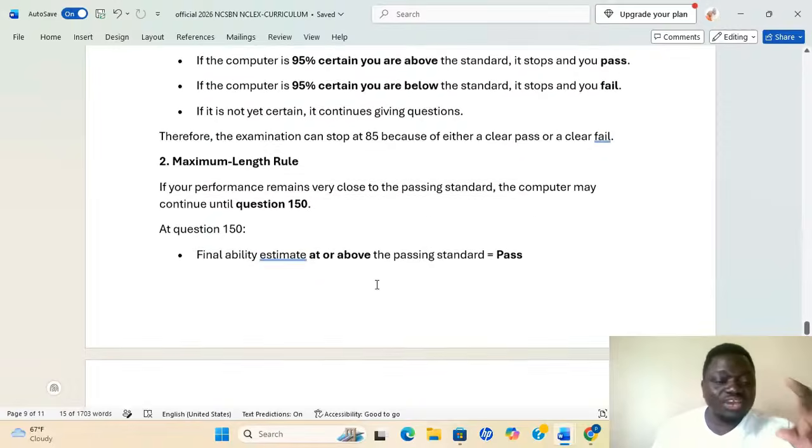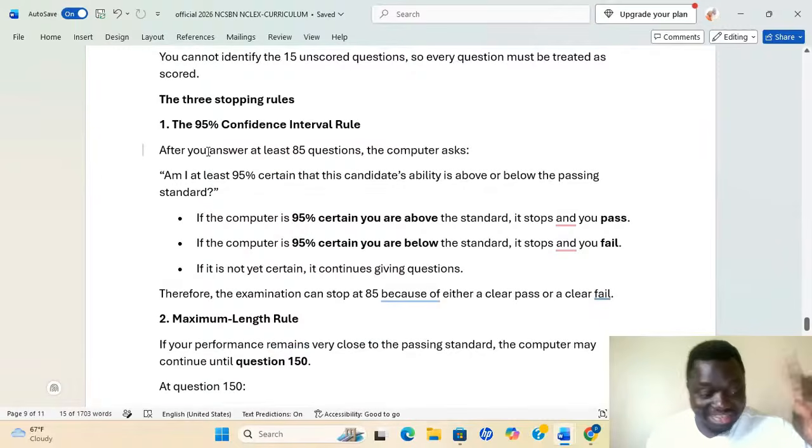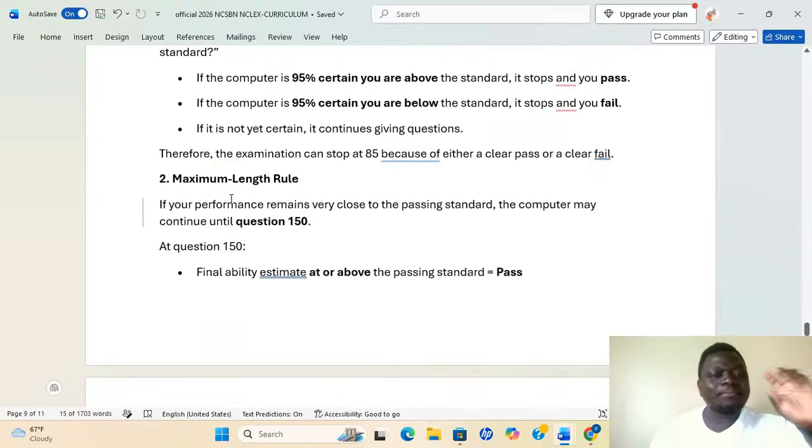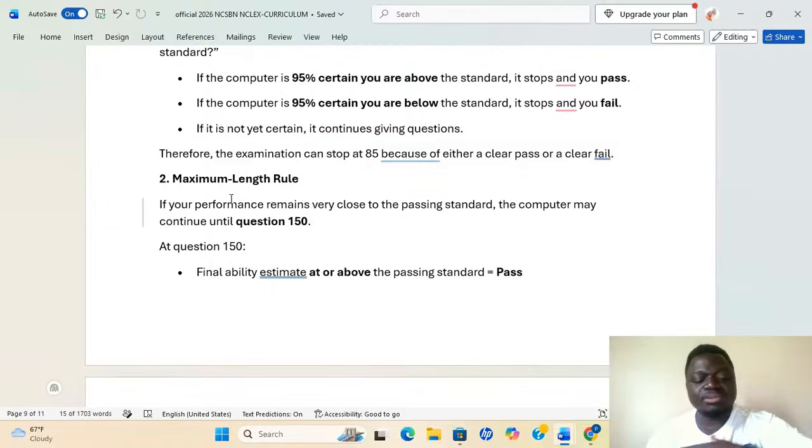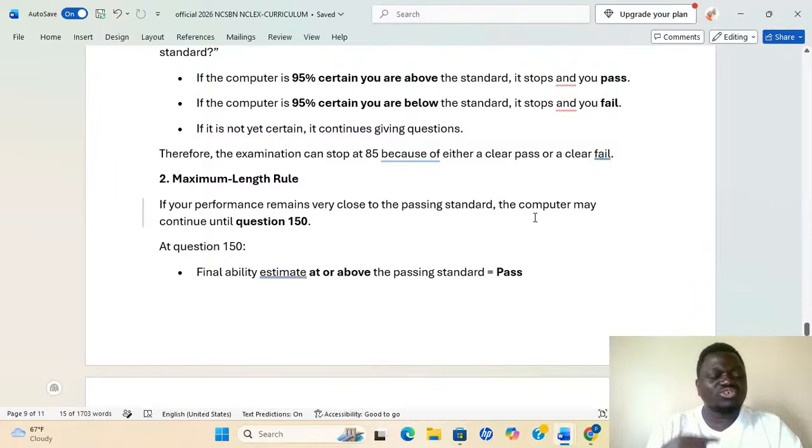The second rule, this is the first time they are going to use this marking scheme. The second rule is the maximum length rule, because people are complaining that they did not finish and the time elapsed. And some people also came out and said that they did all the 150 questions. How would the computer look at those who did 150 questions? If your performance remains very close to the passing standard, the computer will keep giving you questions until you get to what?